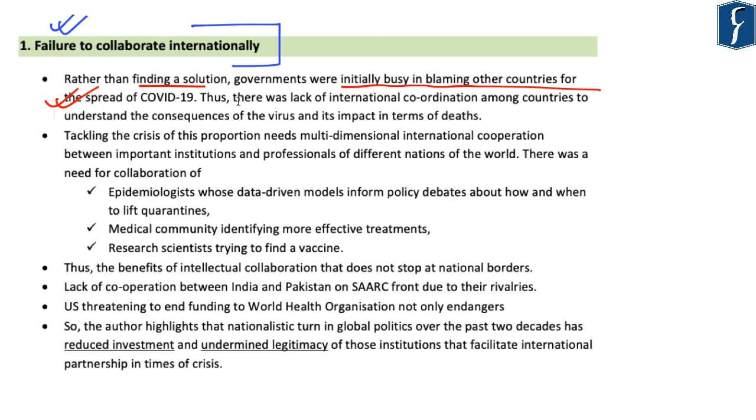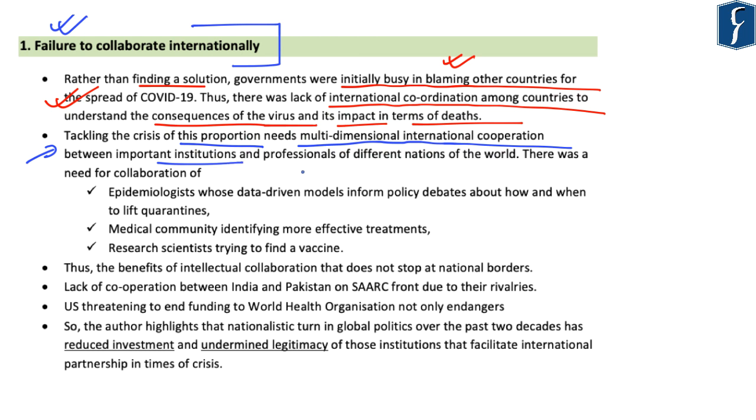So in the first phase itself, when there was a need to recognize the threat and impact of this virus globally, these different countries were blaming each other. So there was a lack of international coordination among these different countries to understand the consequences of the virus and also its impact in terms of deaths which were about to happen. Further, the author highlights that tackling a crisis of this proportion needed multi-dimensional international cooperation between institutions as well as professionals of different nations of the world.